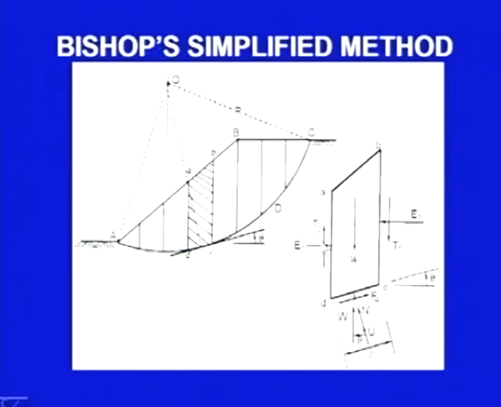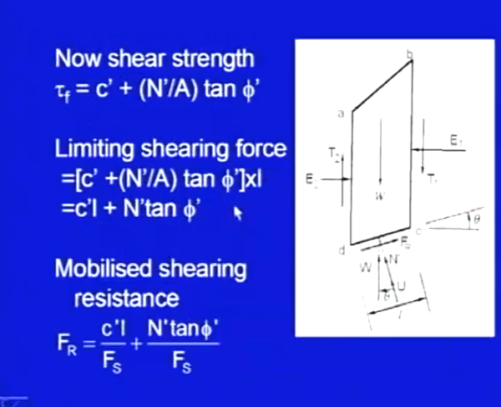So, this is T1 and this is T2. Now, the shear strength of the soil here, tau f will be equal to C dash plus N dash upon A, N dash is the effective force, N dash upon A gives you effective normal stress, into tan of phi dash.